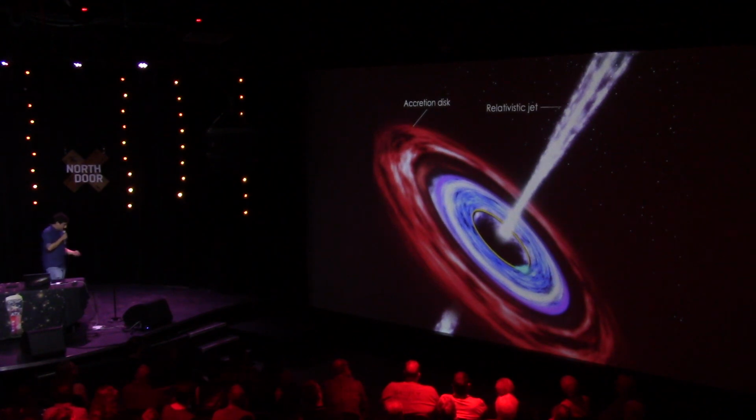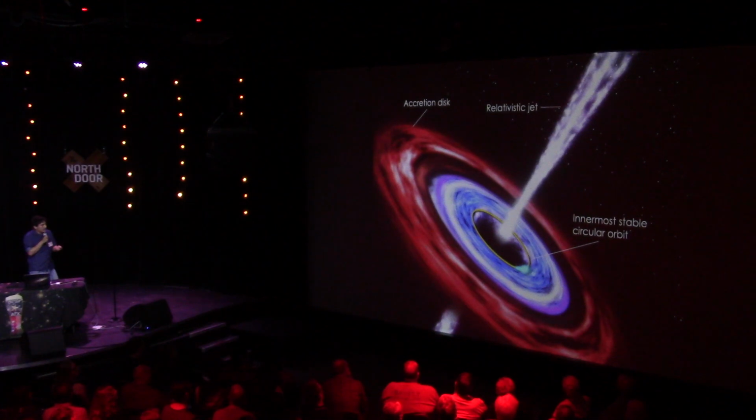Lastly, you have the innermost stable circular orbit. This is the inner edge of the accretion disk. Any matter that goes beyond the innermost stable circular orbit is immediately devoured by the black hole and is lost from the universe forever. So again, this just marks the inner edge of this accretion disk.